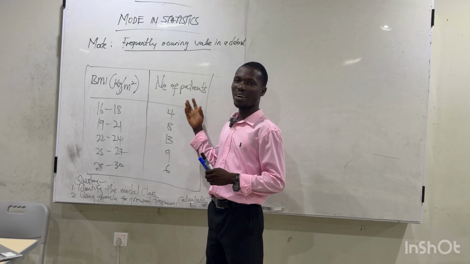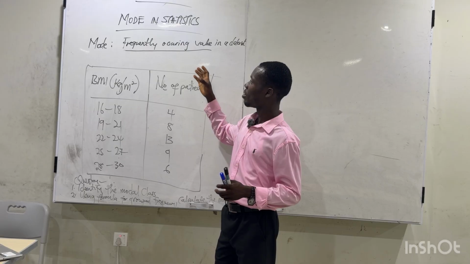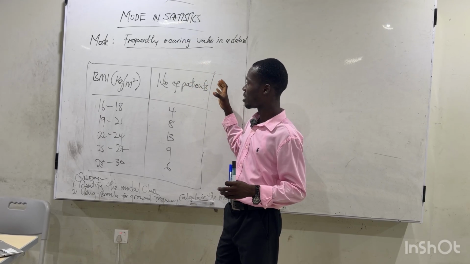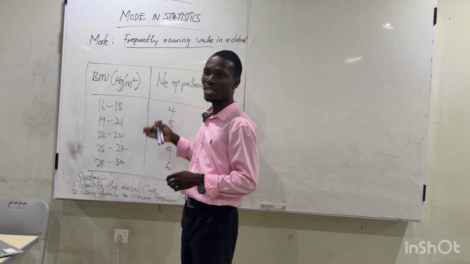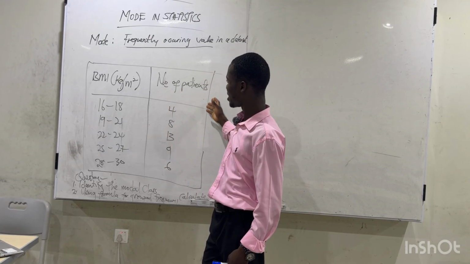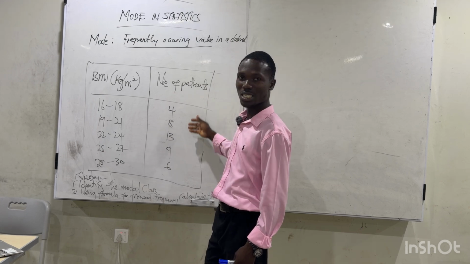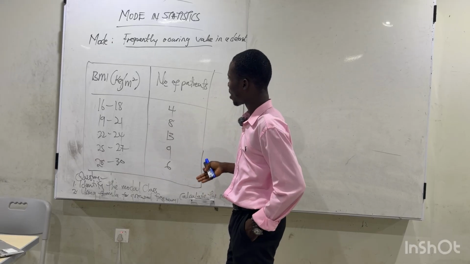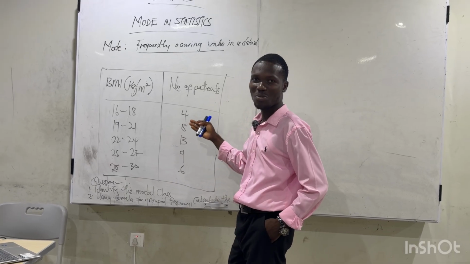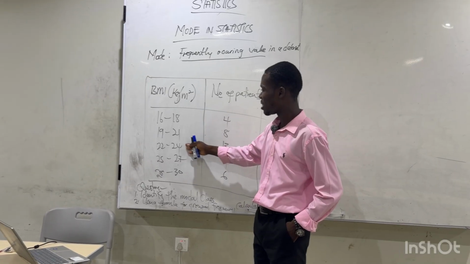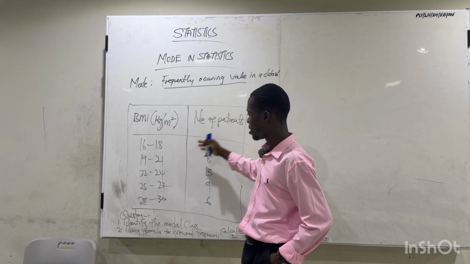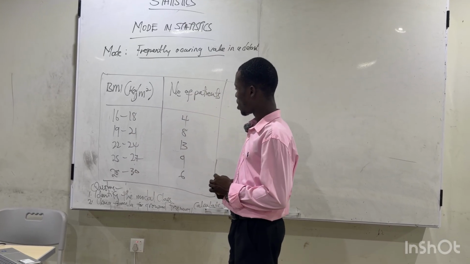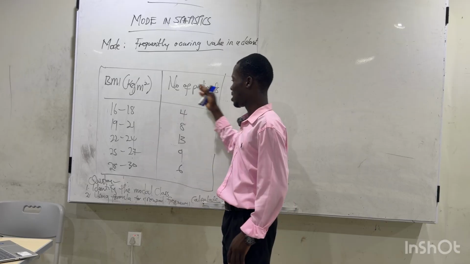All right, so this is our last question on the grouped frequency table: how to calculate the mode on the grouped frequency table. This table presents 40 patients who went for BMI screening. What we have to do first is confirm whether it's grouped data. If you look at it, it is a grouped frequency table because the data has been grouped.